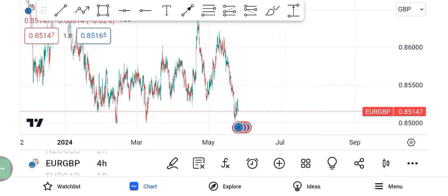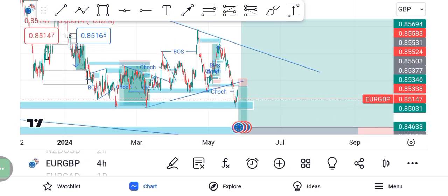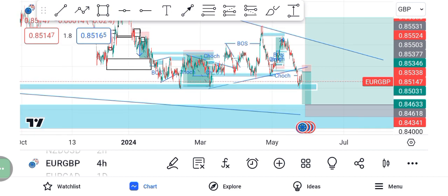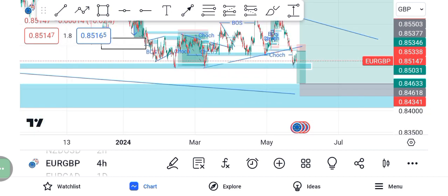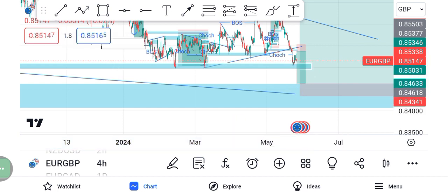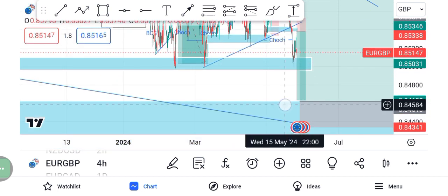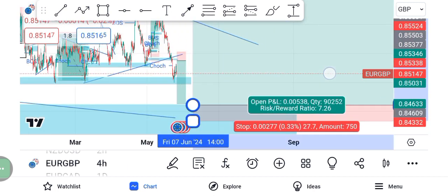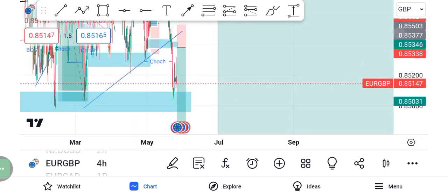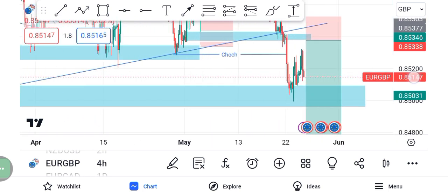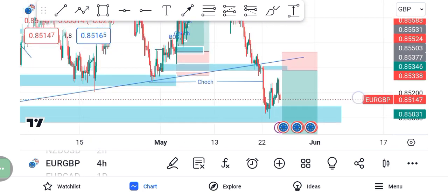Euro GBP. I expect Euro GBP to tank. I expect it to keep falling into this demand level. I call it an order block. Once it gets there, I want to start buying also, because it's a valid demand level from the higher time frame, which is my daily time frame.